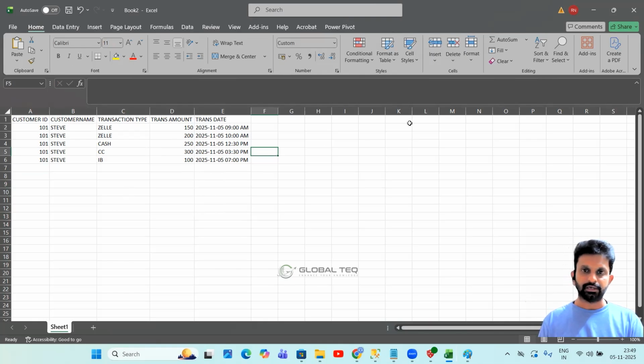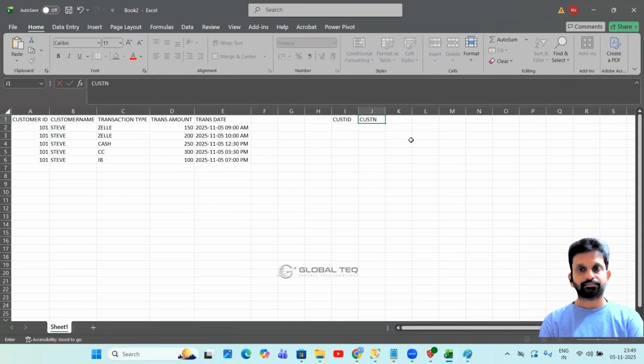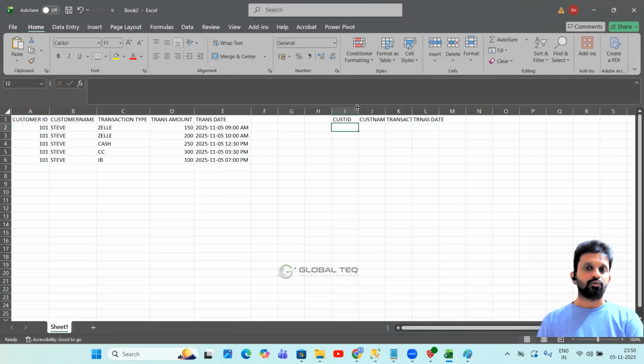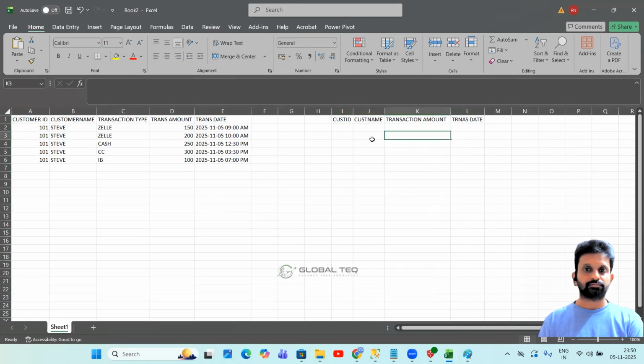So that's the reason we try to reduce the granularity here, and we improve the performance by making it into the denormalized format. So when I'm going to store the same data in my data warehouse, I will make my data warehouse tables in such a way that they consider the customer ID, the customer name, your transaction amount, and your transaction date, right? Only these are the 4 columns that I'm going to consider.